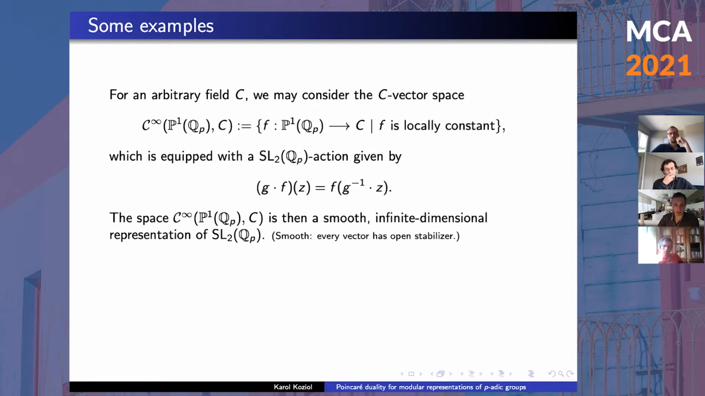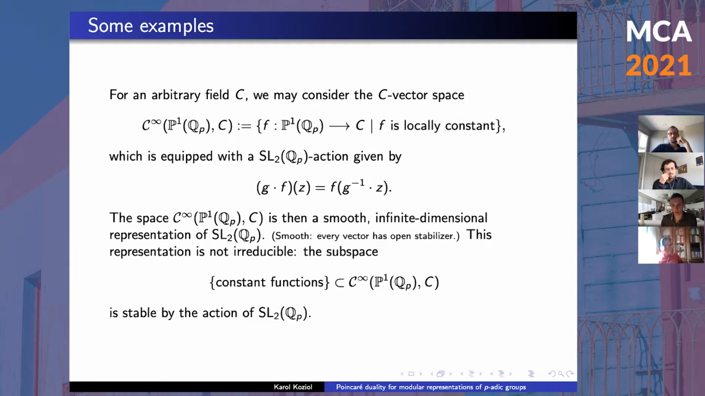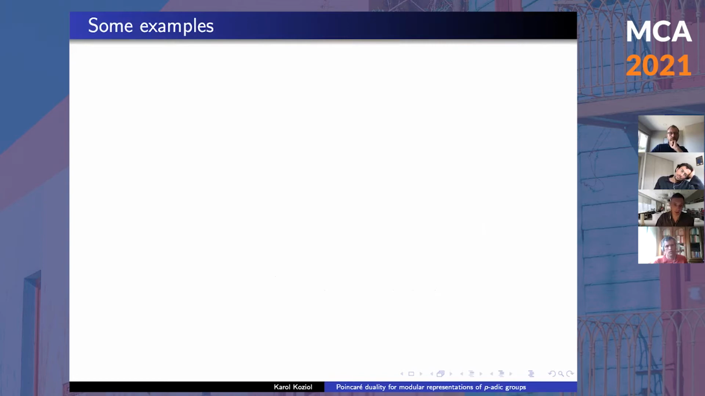And to make sure we understand these things as best as possible, the other thing I'll mention is that this representation is not irreducible. For example, the subspace of constant functions is always a vector subspace, and it's stable by the action of SL2(Q_p). Okay, so that's the first example that you can keep in your mind, fairly basic. Let me upgrade this a little bit.